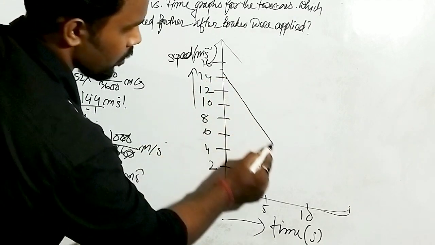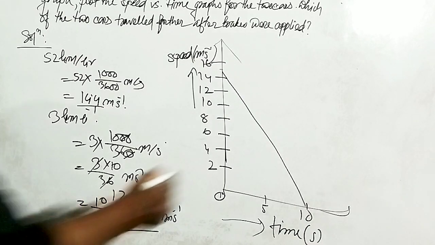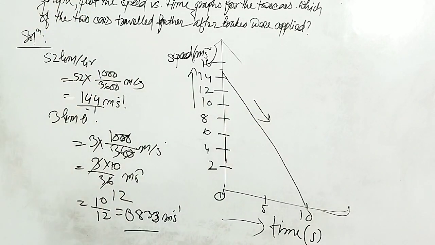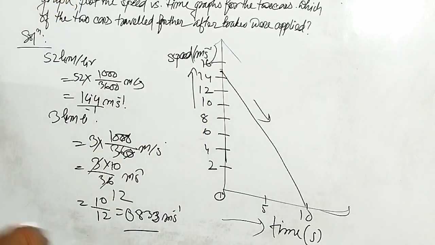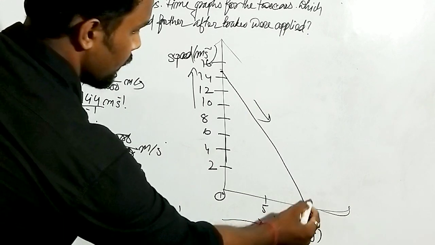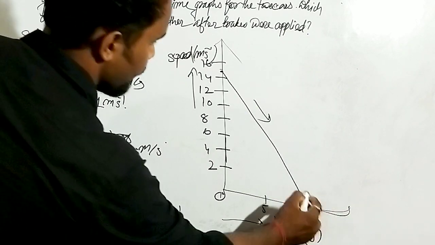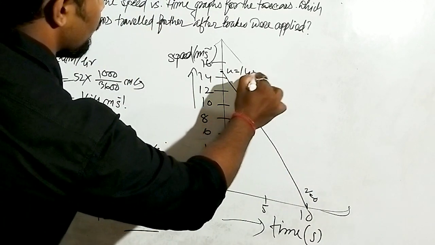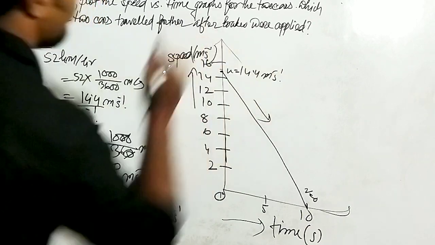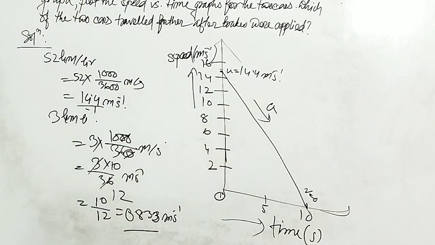So we'll draw this line, because it is in the negative, actually in the opposite direction. That means it is getting retarded. So finally at a certain moment it has a velocity of 14.4. At the 10 second it got the velocity as 0. That means its final velocity, you can say, 0. Initial velocity here was almost 14.4 meter per second. It got accelerated in the opposite direction, right?